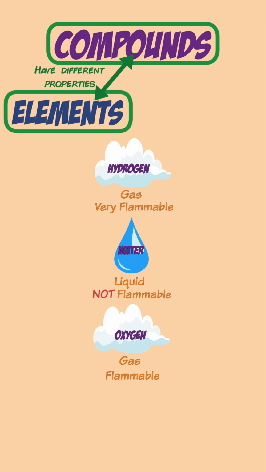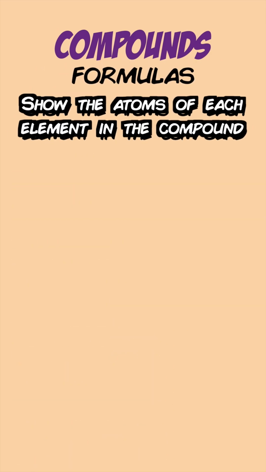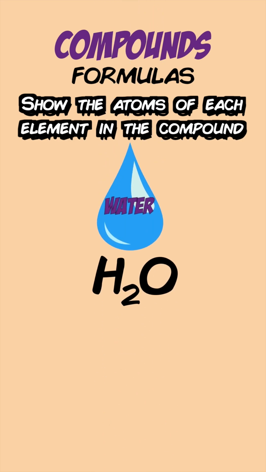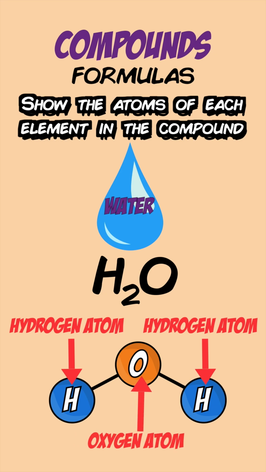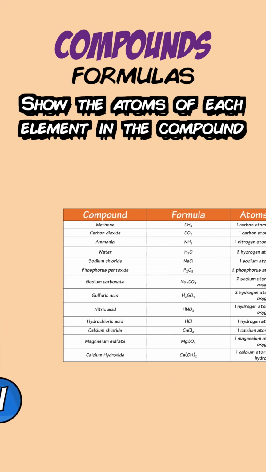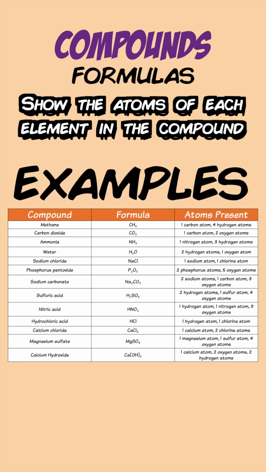You can represent compounds using formulas which show the atoms of each element within it. For example, water is H2O, which means it has 2 hydrogen atoms and 1 oxygen atom bonded together. Here are a few more examples you can try yourself.